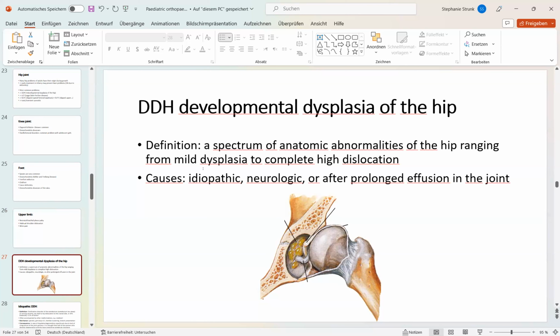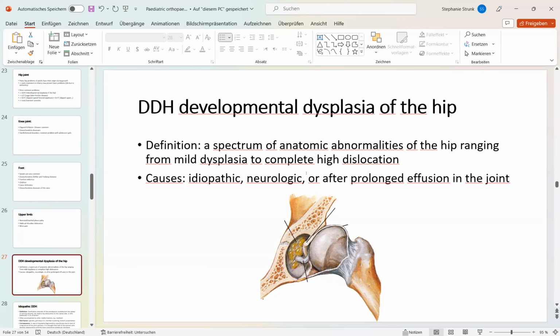By definition, DDH is a spectrum of anatomic abnormalities of the hip, ranging from mild dysplasia, that means anomaly of the acetabulum, to a complete high dislocation. So anything may be there. So what are the causes? Most likely, most are idiopathic.